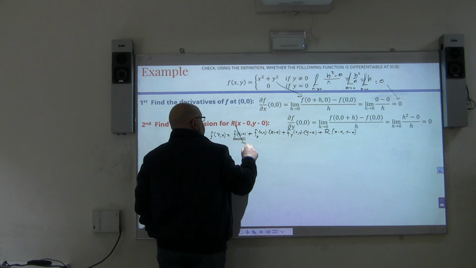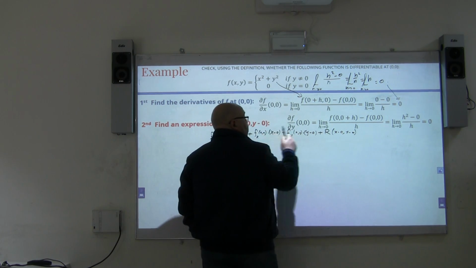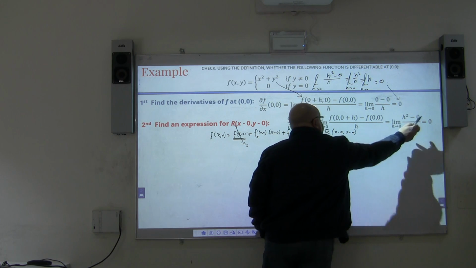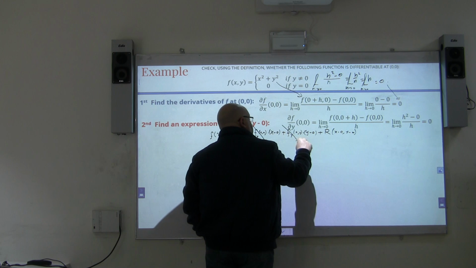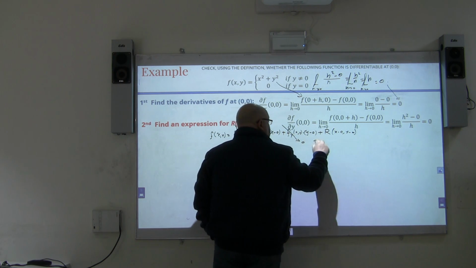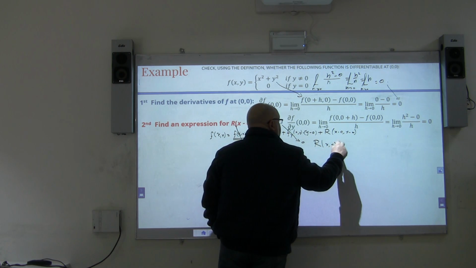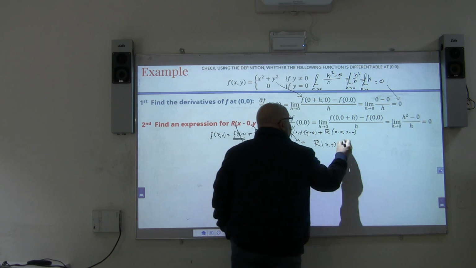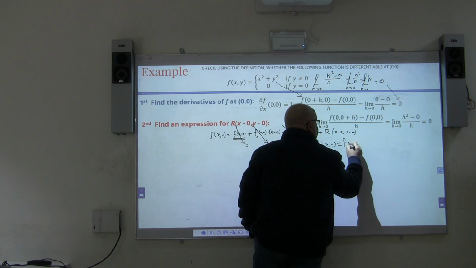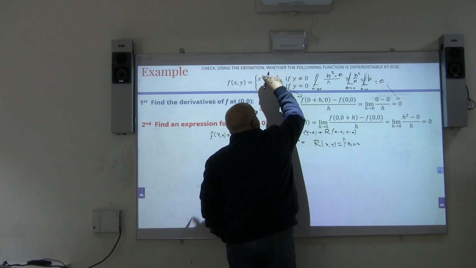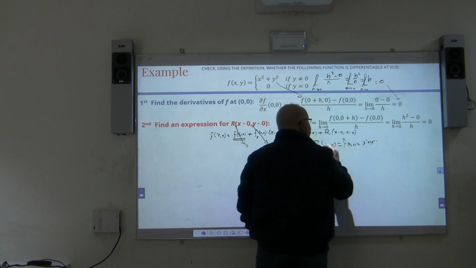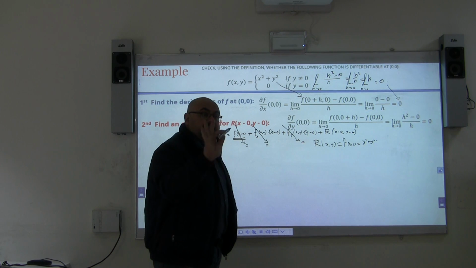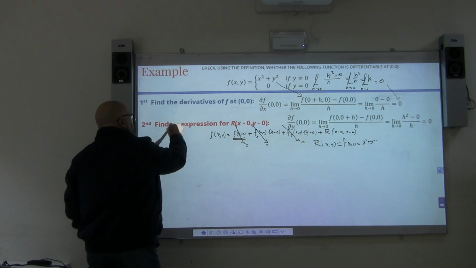So this is equal to 0. F sub x, I have it equal to 0, and f sub y is equal to 0. So this is 0, that's also 0. Which means r of (x, y) is equal to the value of the function of (x, y). And the value of the function is x squared plus y squared. Now I have the function r of (x, y). The third step, so the second step is already done.